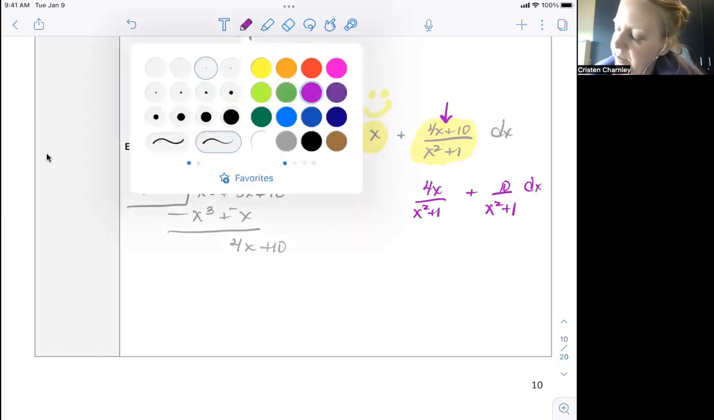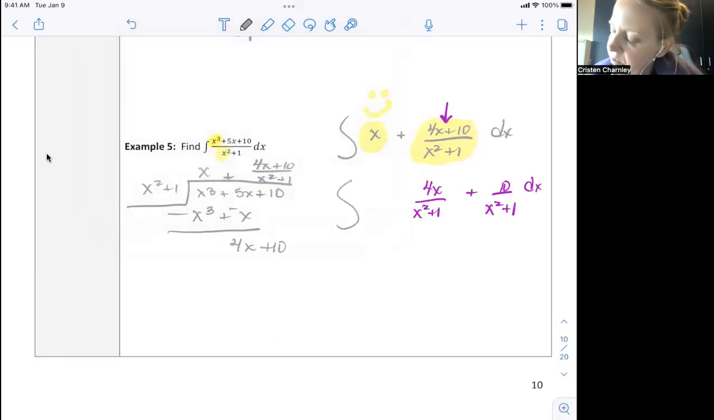Mrs. Charlie, you just took this problem that didn't look too terrible and you made it even longer. Yes, we did. But now it's three separate solvable problems instead of one that was not solvable before. So the first term, x, is going to be x squared over 2, or 1/2 x squared, you know that. The second term, now we can use that u substitution.